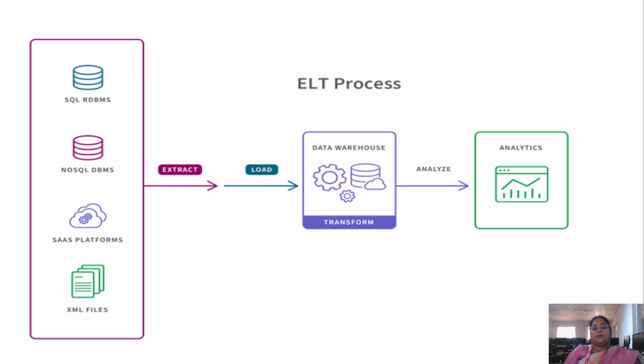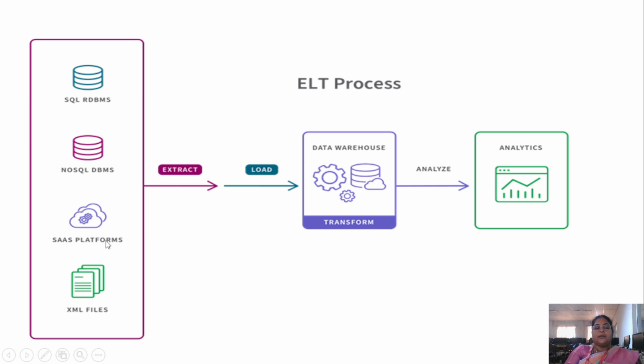ELT. We know that ETL first performs extract, transform, then load. But here it performs the extract, then immediately it loads, and finally it transforms. So only the letters change. In ETL it transforms first, then it loads. Here it performs the loading action first and then it transforms in the next process.